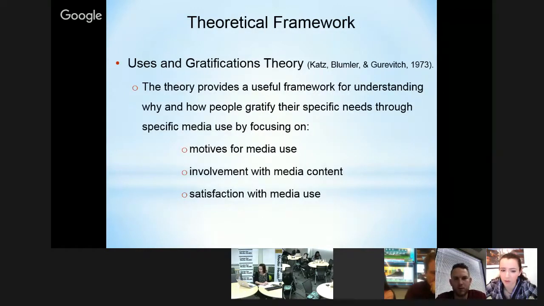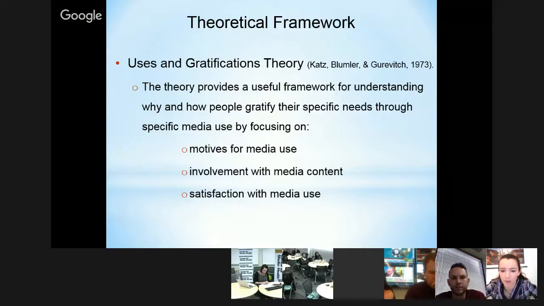The theoretical framework that we've chosen to use is uses and gratifications theory. I'm assuming many of you are familiar with this theory already. It provides a useful framework for understanding why people use particular media, what specific needs they're gratifying through the use of particular media. And it focuses on three components in particular: the motives for media use. In our case, we're interested in why it is that people access health information through YouTube.